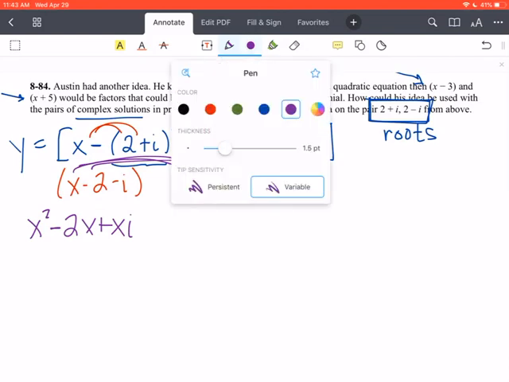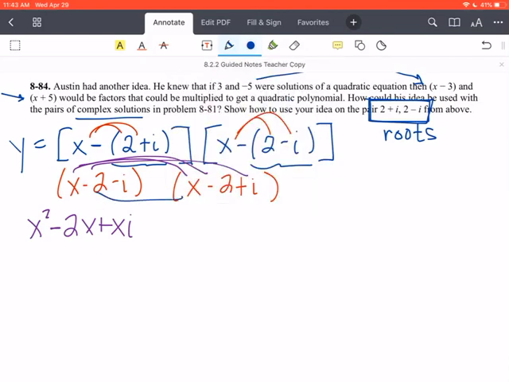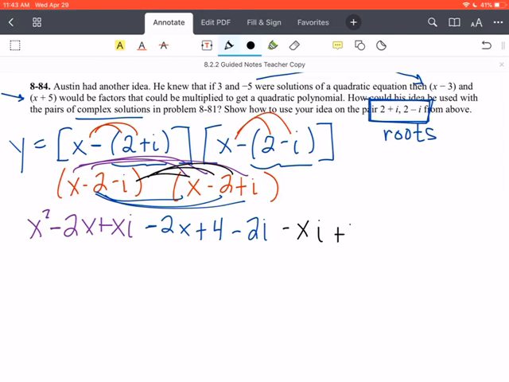And then distribute the 2, we have negative 2x plus 4 minus 2i. And then finally, distribute the i, we have negative xi plus 2i minus i squared. You have to be very careful to not make any mistakes, but some way to keep yourself on track is we should see things drop out.